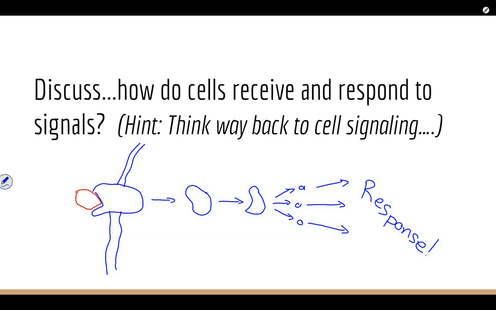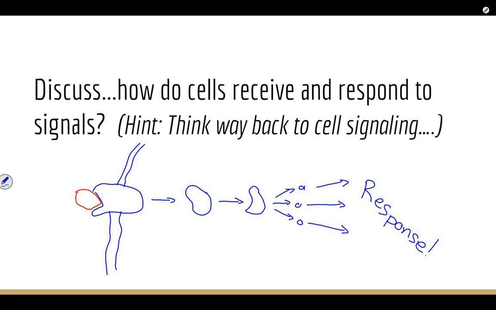So we talked a long time ago about signal transduction pathways and how cells can receive signals. We call this signaling molecule a ligand. That's a little molecule that bonds to a protein receptor. The receptor could be in the cell membrane, that's how I drew it. It could be in the middle of the cell, but that's the reception of the signal.